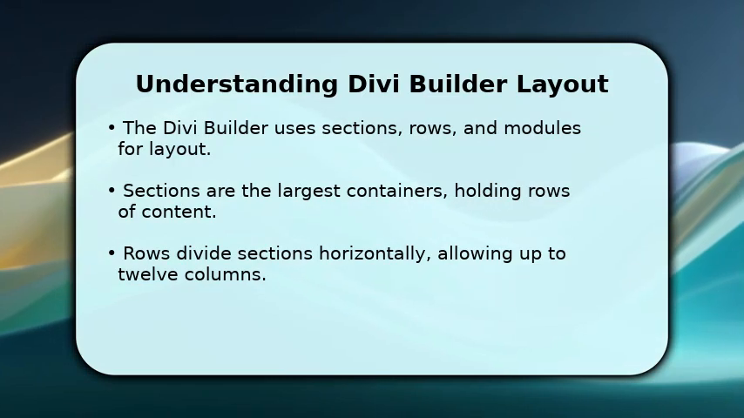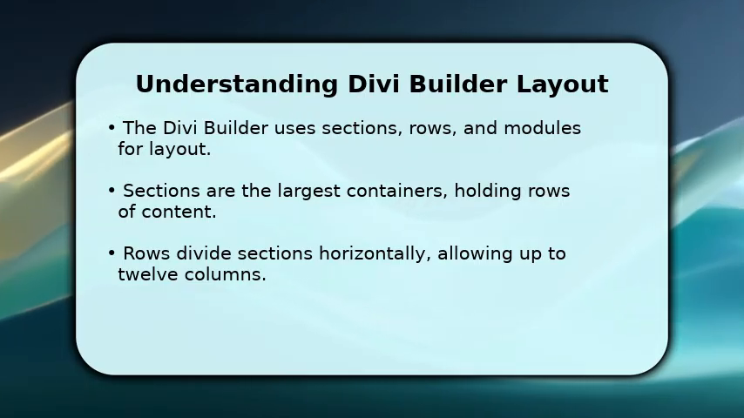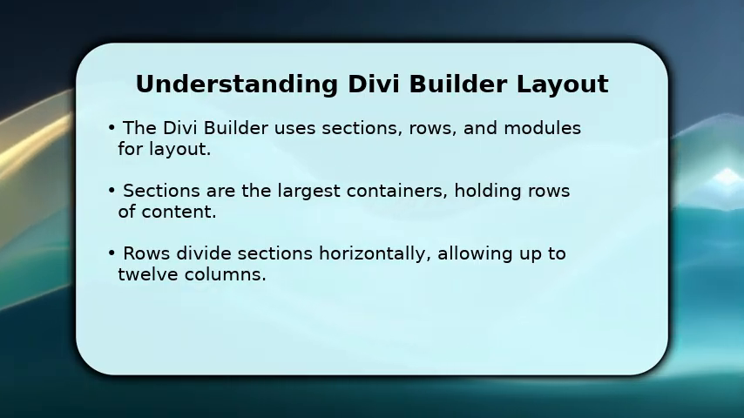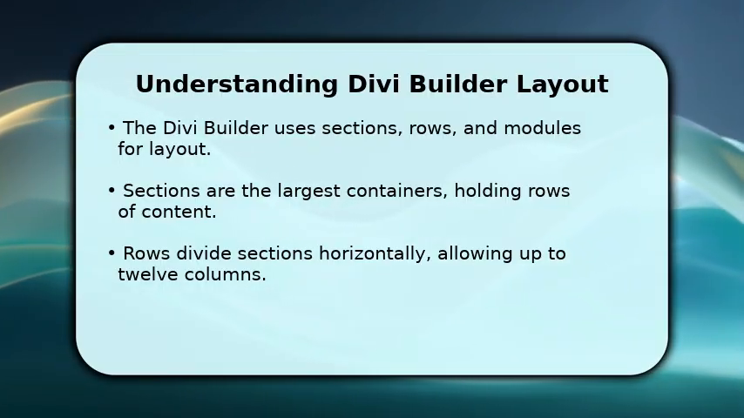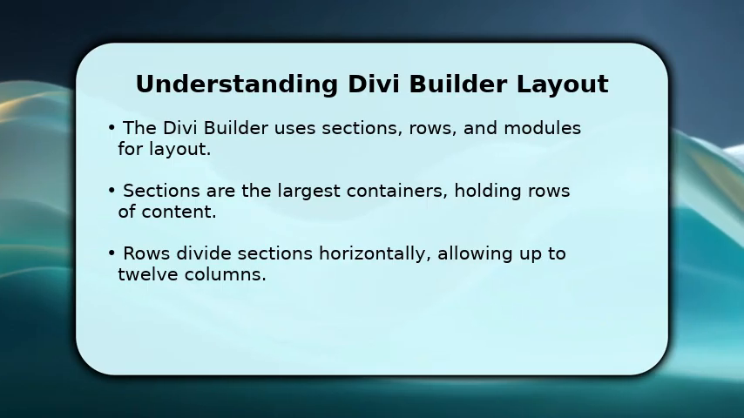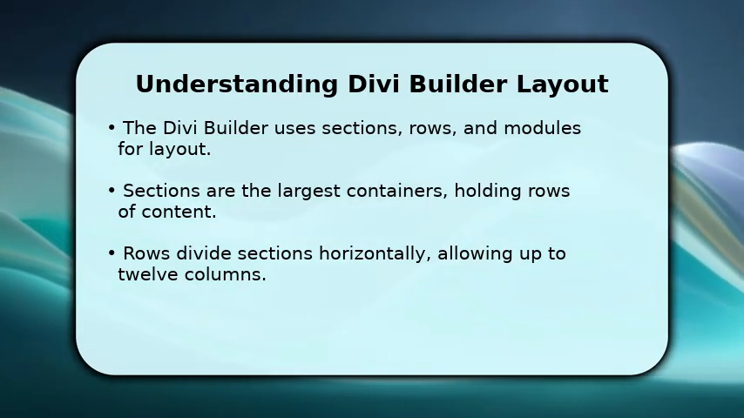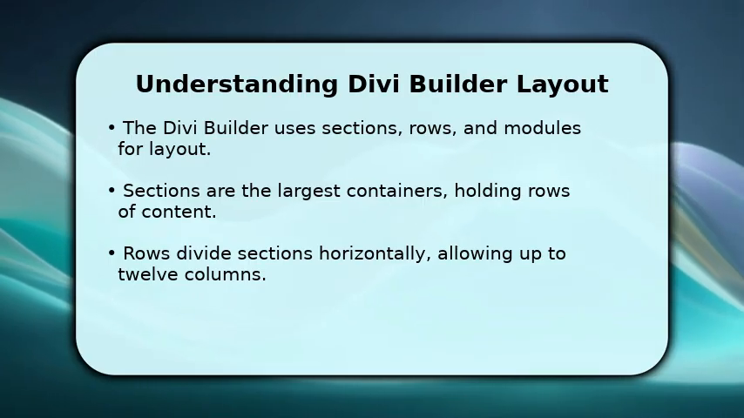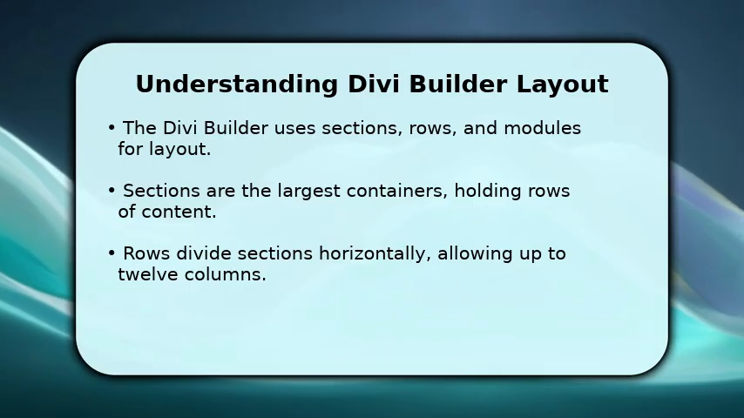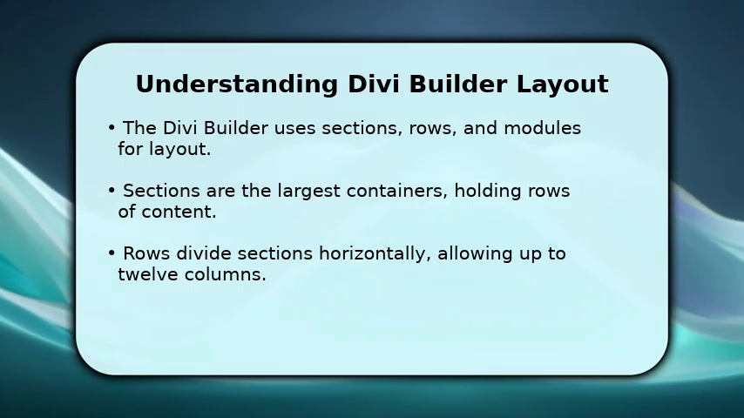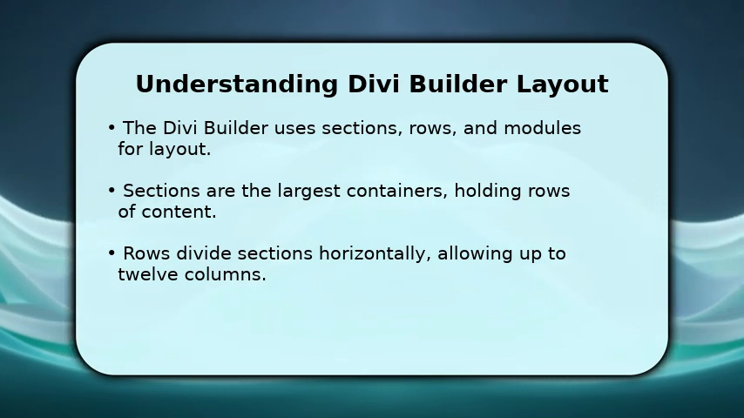The core of Divi is its visual builder, which structures your pages using three main elements: sections, rows, and modules. Sections are the largest containers, acting as the foundational blocks for your page layout. Within sections, you add rows, which can be divided into up to 12 columns. Finally, modules are placed inside these columns, holding your actual content like text, images, or contact forms. Understanding this hierarchy is key to building any page effectively.